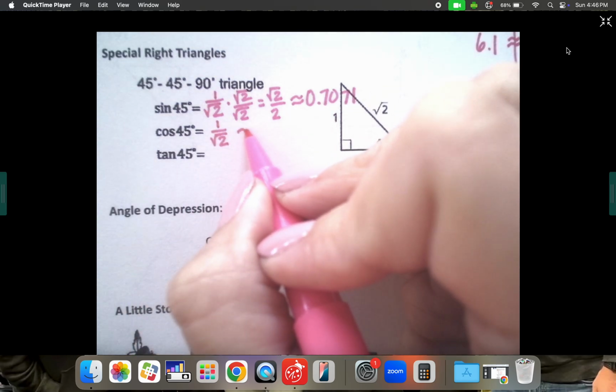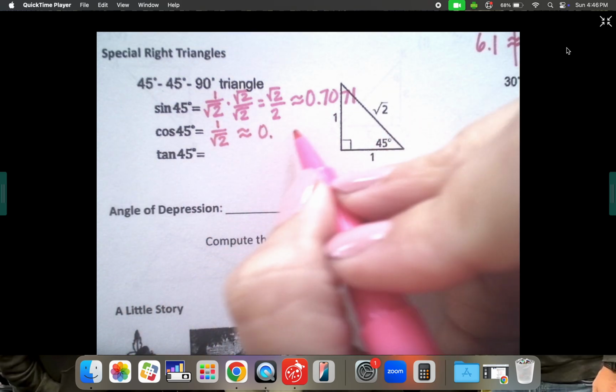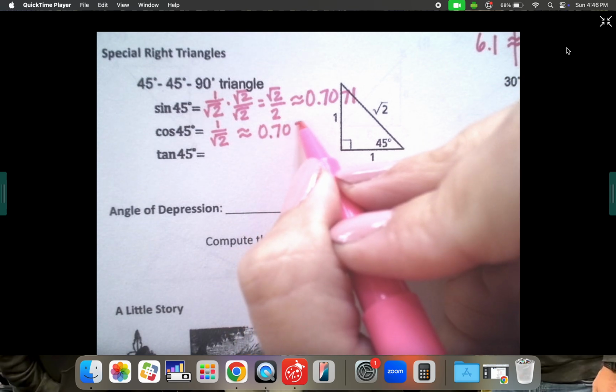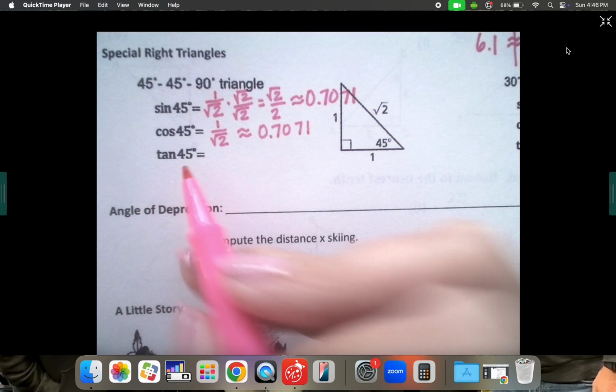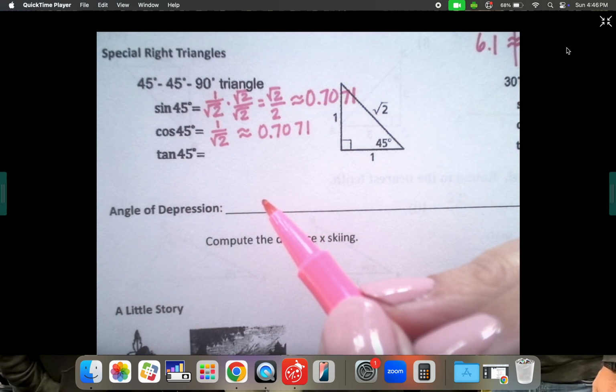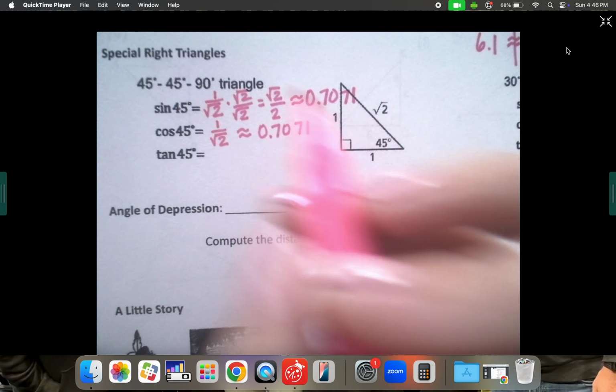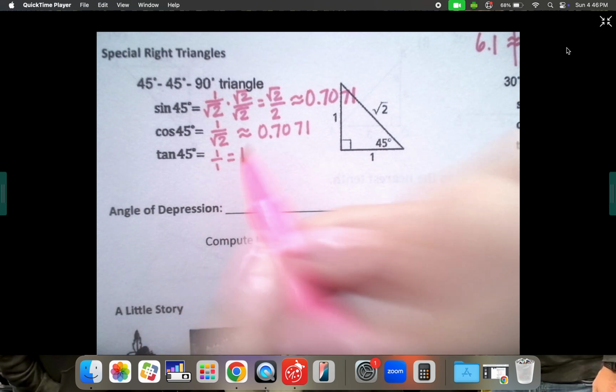I'm not going to do all the work because I already know the answer. It's 0.7071. And tangent was our previous lesson. Tangent is opposite over adjacent, which would just be 1 over 1, which is 1.